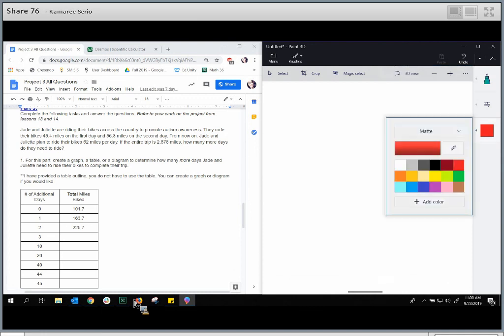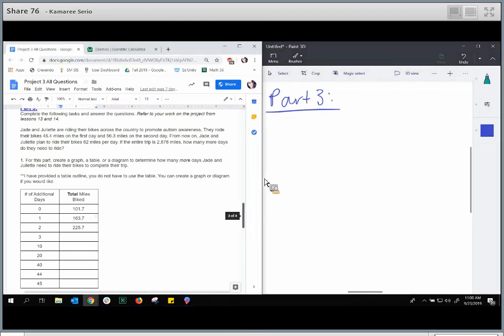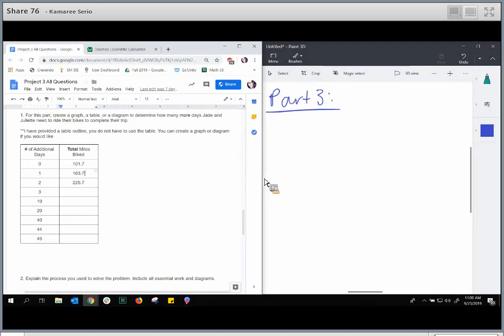Okay, part 3. For part 3, you have a little bit of freedom. You can either create a graph, create a table, or a diagram. It doesn't matter which one you choose. I decided to give you a table template to help you in case you wanted to use it. So again, if you don't want to use this, that's fine, but I'm only going to go through the table in this video. So I'm given this table, right?